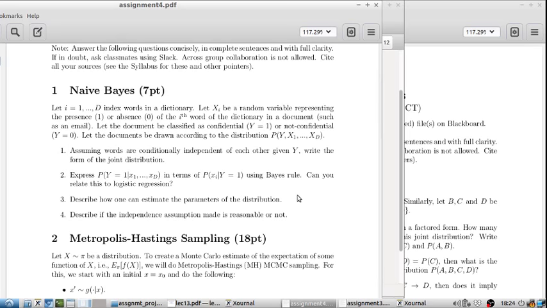First question. Any issues with this one? So this is actually the assumption made in many ways. The first assumption, which is that the words are conditionally independent of each other given y. So the probability of x given y is this.